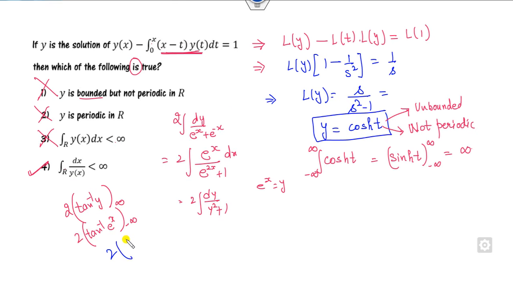So what is the answer of this? Pi by 2 plus pi by 2. What is the answer of this? Pi, which is less than infinity. So the right answer is D, my correct option.